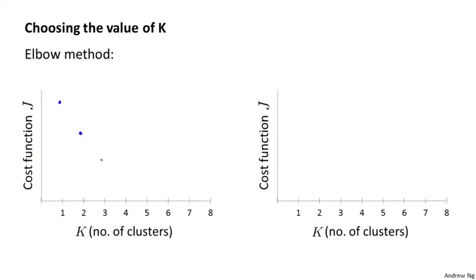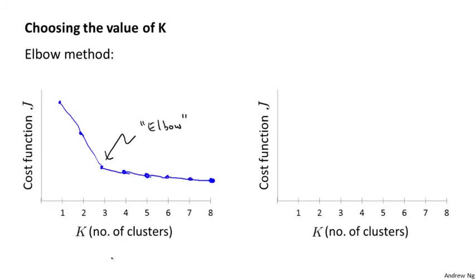And then run k-means with 3 clusters. Hopefully you get even smaller distortion, and plot that there. And run k-means with 4, 5, and so on. And so we end up with a curve showing how the distortion goes down as we increase the number of clusters. And so we get a curve that maybe looks like this. And if you look at this curve, what the elbow method does is it says, well, let's look at this plot. Looks like there's a clear elbow there, right?